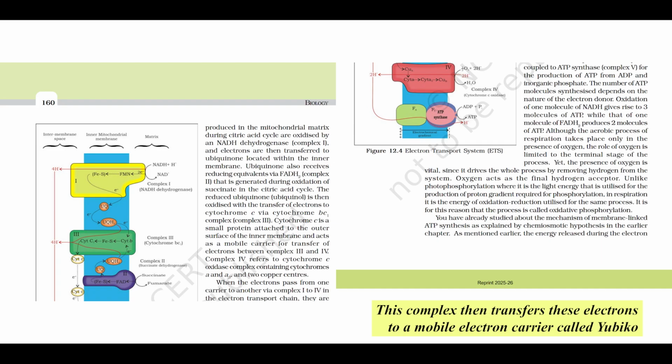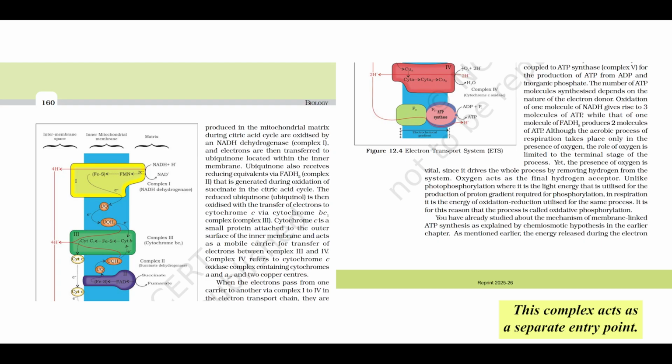This complex then transfers these electrons to a mobile electron carrier called ubiquinone. Complex 2, succinate dehydrogenase. This complex acts as a separate entry point. Ubiquinone also receives reducing equivalents, electrons, directly from FADH2, which was generated during succinate oxidation in the Krebs cycle. Complex 2 facilitates this transfer directly to ubiquinone.